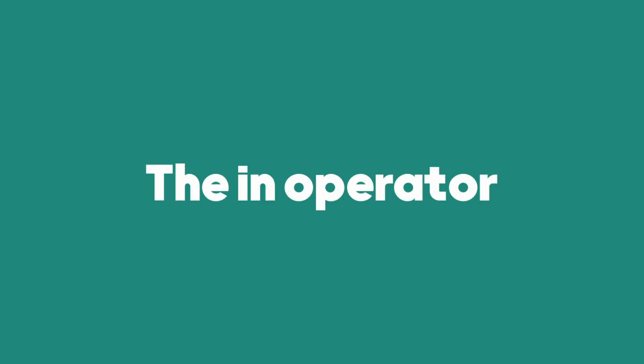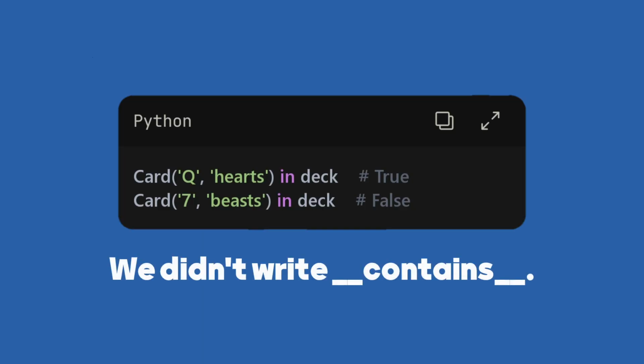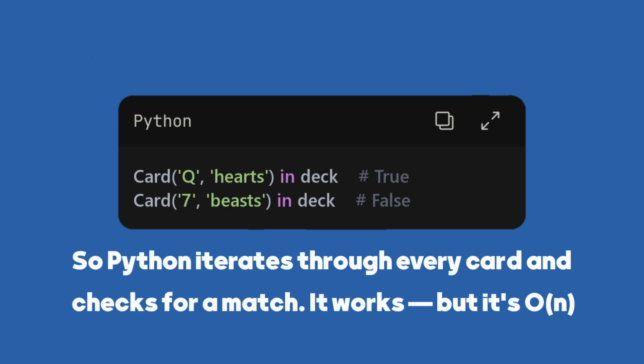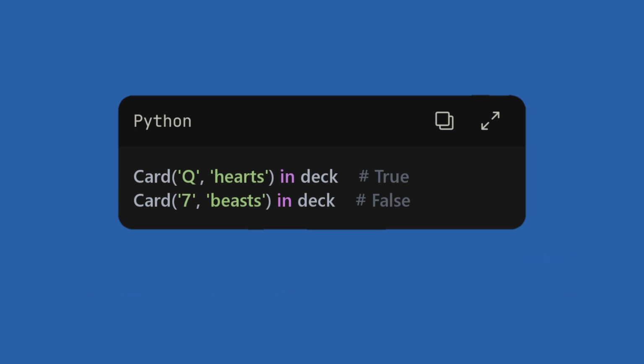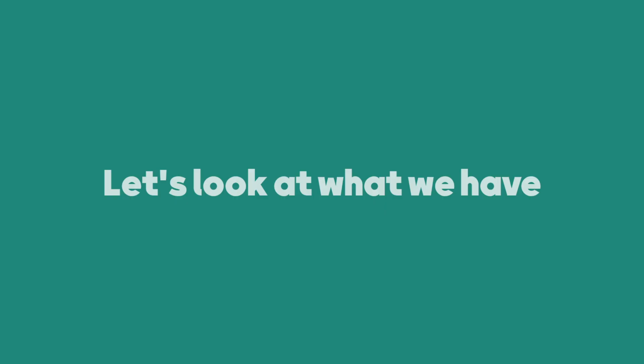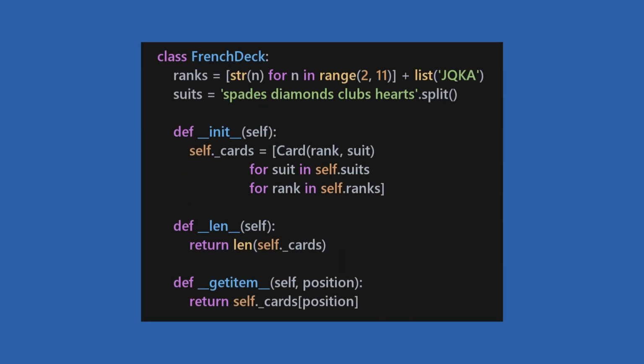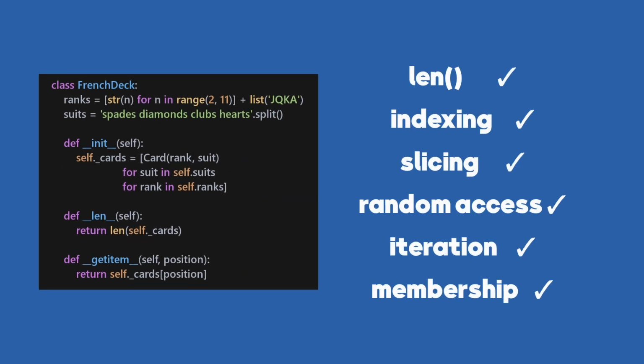The in operator. We didn't write a __contains__ method. So Python iterates through every card and checks for a match. It works, but it's O(n). We'll come back to this in a later episode when we cover hash tables. Let's look at what we have. 2 methods, 6 capabilities. 2 methods, that's the contract.